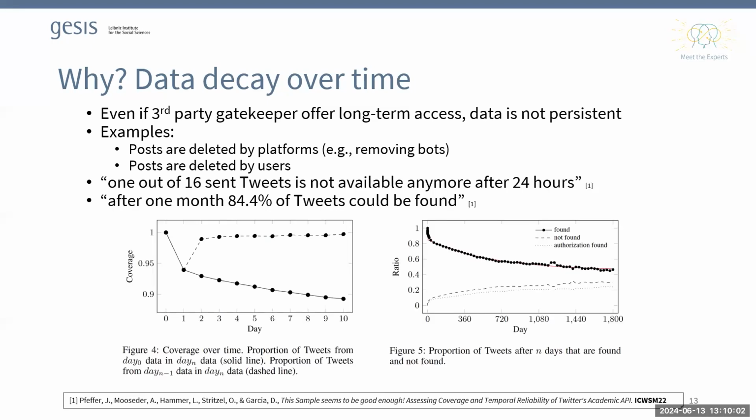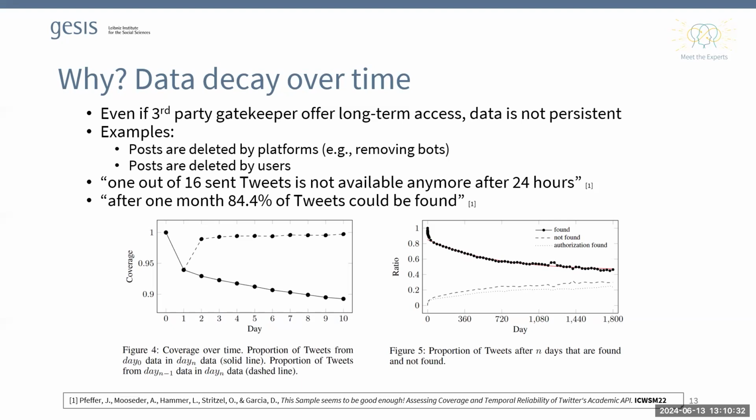There was a study about that, and it said that 1 out of 16 tweets is not available anymore after the following 24 hours. And if we look at a longer perspective, after 1 month, only 84% of the tweets can be found. Now you might say, okay, 15 out of 16 tweets, that's okay. I don't need that much data.